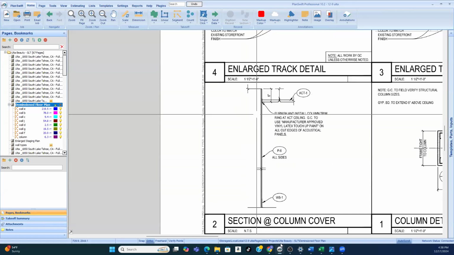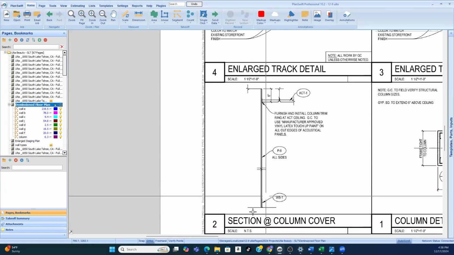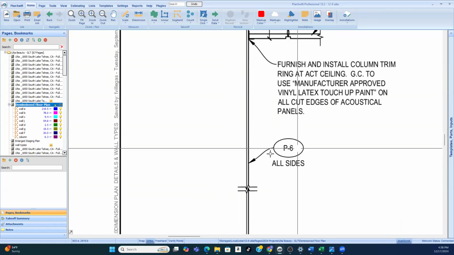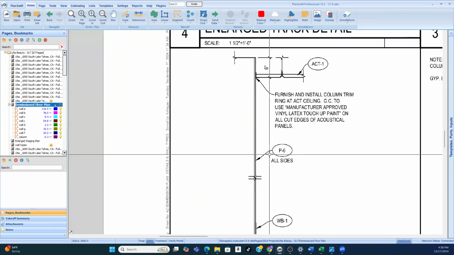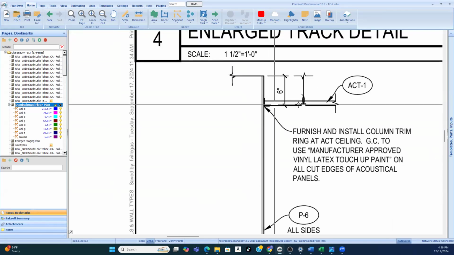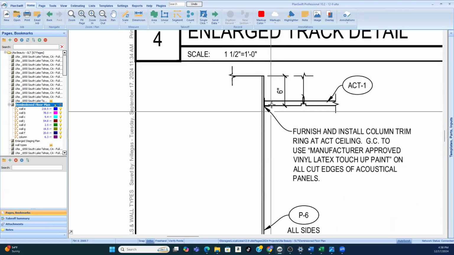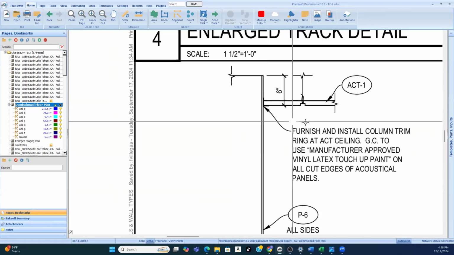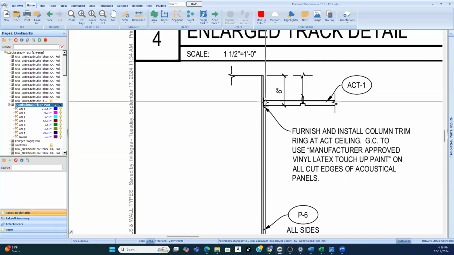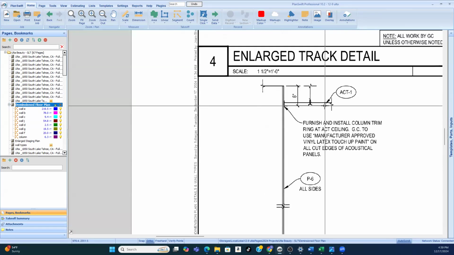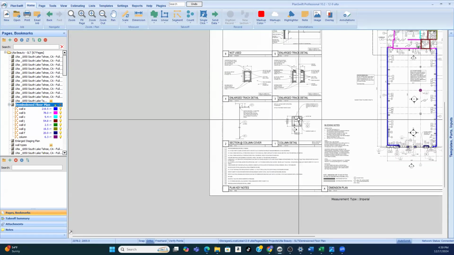The purpose of this section view is to show us what the wall base is made out of, that the walls on all sides are going to be painted P6, and that we're going to have column trim where the ceiling meets the wall. The drywall is going to go less than 6 inches, just an inch above the ceiling, which is ACT. So this does nothing to help us with the height of the wall.